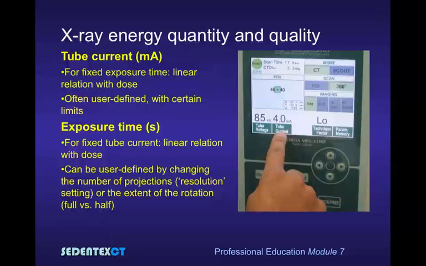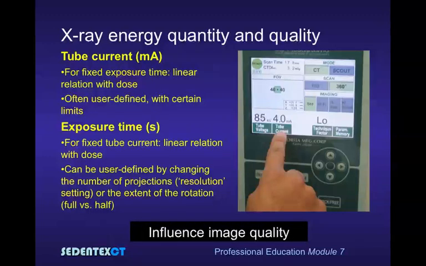And in some equipment we can also alter the extent of the rotation, for example from a full rotation to a half rotation. In both these contexts we are actually changing the exposure time. It's important to remember also that changing these parameters will influence image quality, as we will see later.